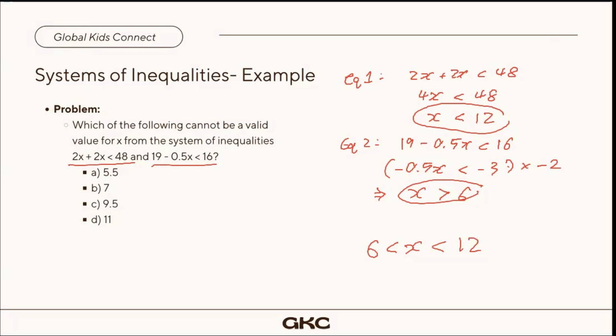And therefore, we'll take a look at the answer choices. We can see that 11 fits within 6 and 12. We can see that 9.5 also fits between 6 and 12, as well as 7 fits between 6 and 12. And therefore, the only choice that cannot be a valid value for x will be A, 5.5. Because 5.5 is less than 6, answer choice A is the only value that cannot be an x value.